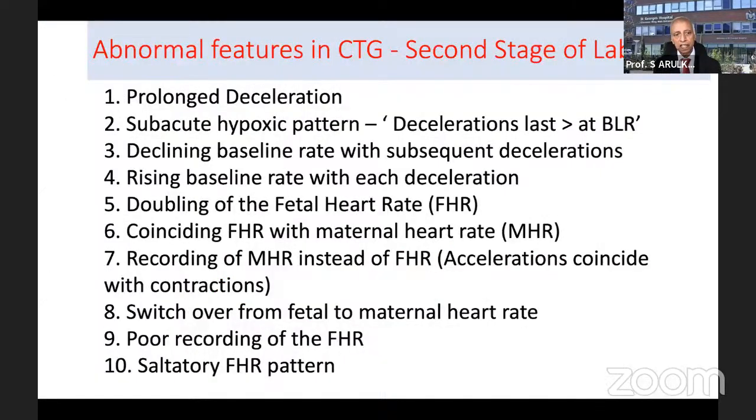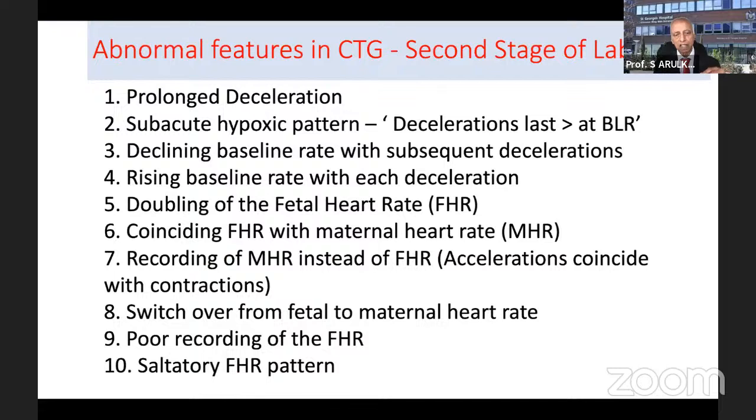Abnormal patterns, there are 10 abnormal patterns. One is prolonged deceleration, which is obvious. The heart rate drops to below 80 and remains below 80. Second is prolonged deceleration, where the deceleration interval is much greater than the interdeceleration interval. And third is declining baseline rate with subsequent deceleration.